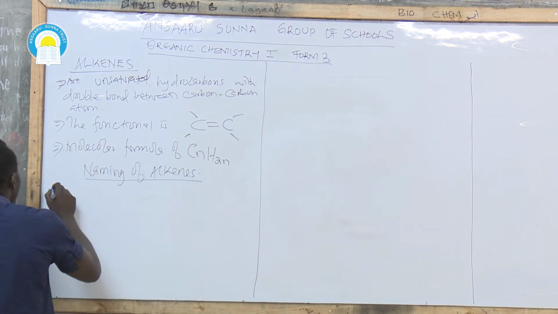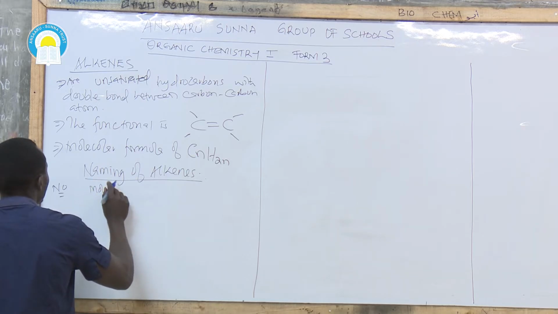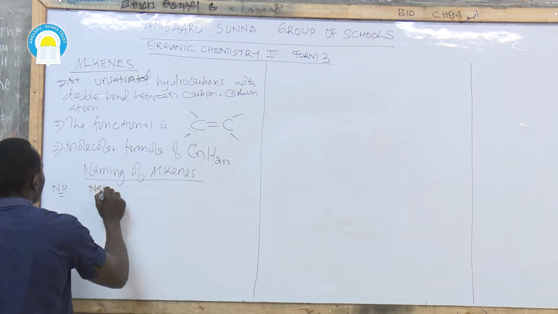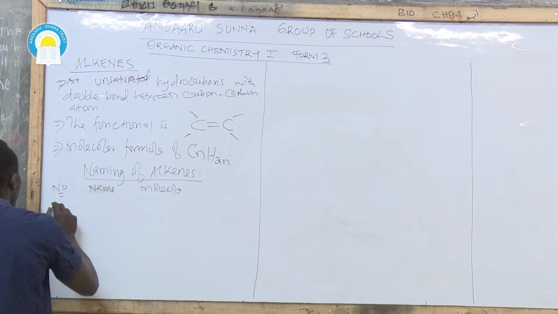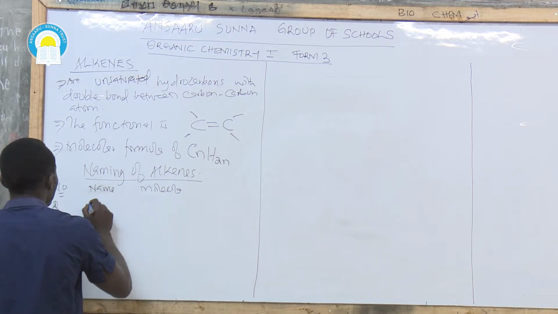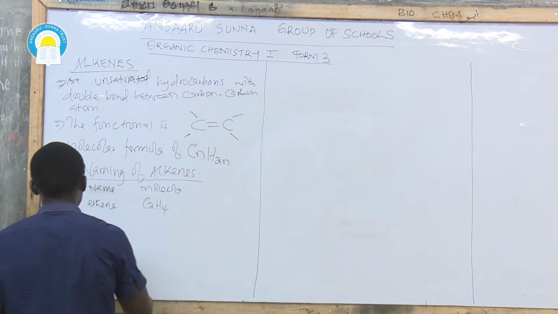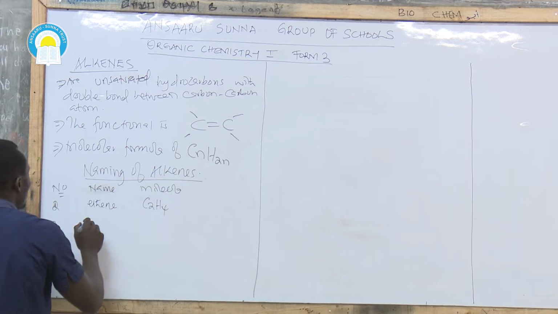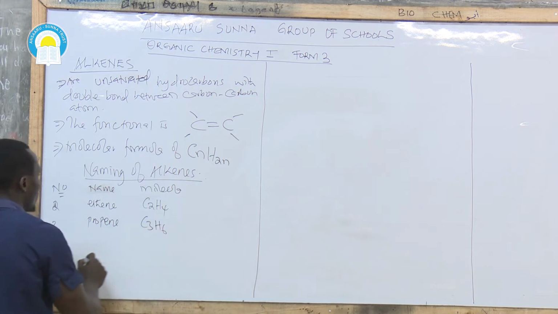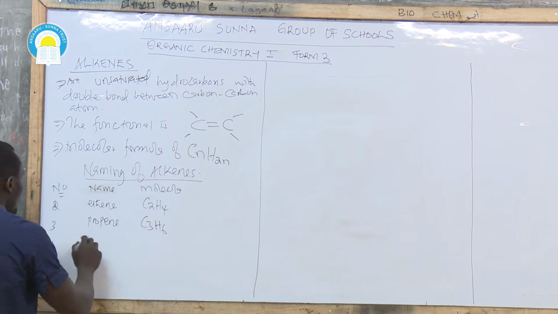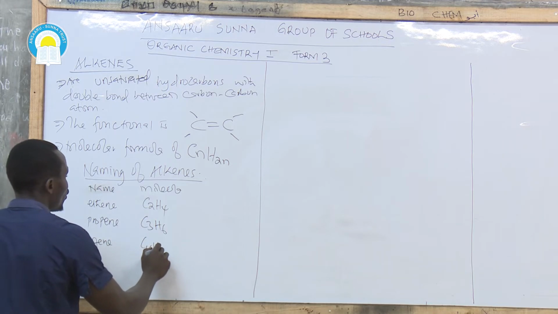So we have the number of carbon atoms, the name, and the molecular formula. With 2 carbon atoms, that's the first member, the name is ethene with the molecular formula C2H4. With 3 carbon atoms, that is propene, with the molecular formula C3H6. And with 4 carbon atoms, that is butene, with C4H8.